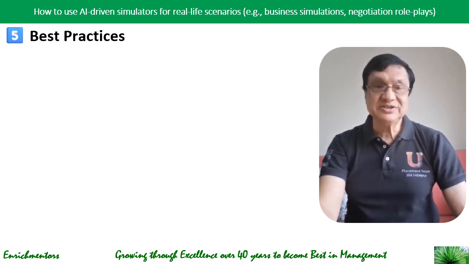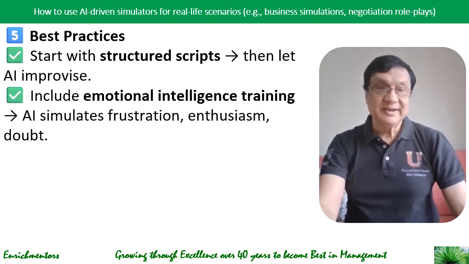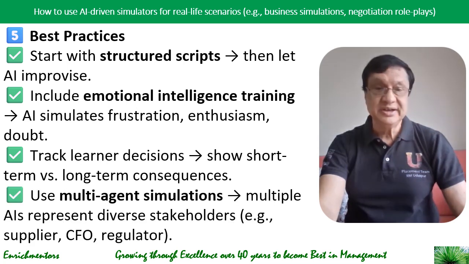Let's look at some best practices of using AI-driven simulators for real-life scenarios. First, start with a structured script, then let AI improvise. Then include emotional intelligence training, where AI simulates frustration, enthusiasm, and doubt. Track learners' decisions by showing short-term versus long-term consequences, and use multi-agent simulations where multiple AIs represent diverse stakeholders, for example suppliers, CFO, regulators, etc.